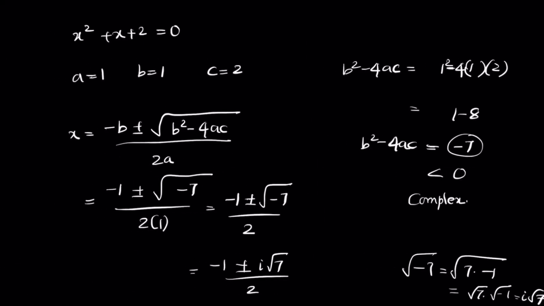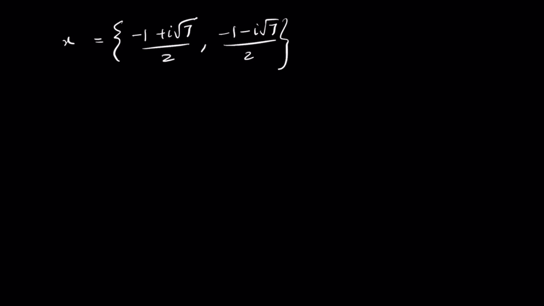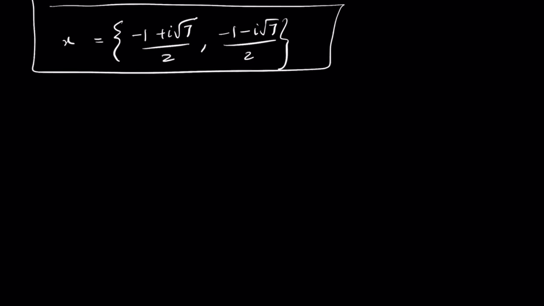Now that will allow us to determine the roots. So this value can now be written as x equal to the set of minus 1 plus i root 7 by 2, comma, minus 1 minus i root 7 by 2. So these are the two values of x and how you can classify the problem.